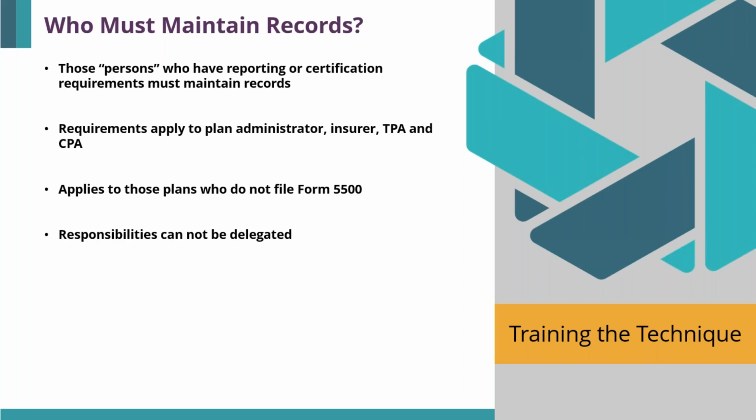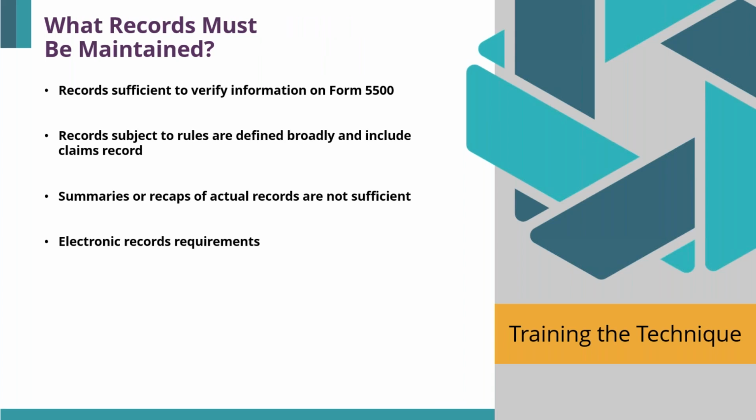Who must maintain records? Those persons who have reporting or certification requirements. So again, it could apply to the plan administrator, insurer, TPA, and CPA. And these records apply even to those who don't have to file 5500s. What records must be maintained? Records sufficient to verify the information on Form 5500. Records subject to the rules are defined broadly and include claims records. Summaries or recaps of actual records are not sufficient, and records can be kept electronically.